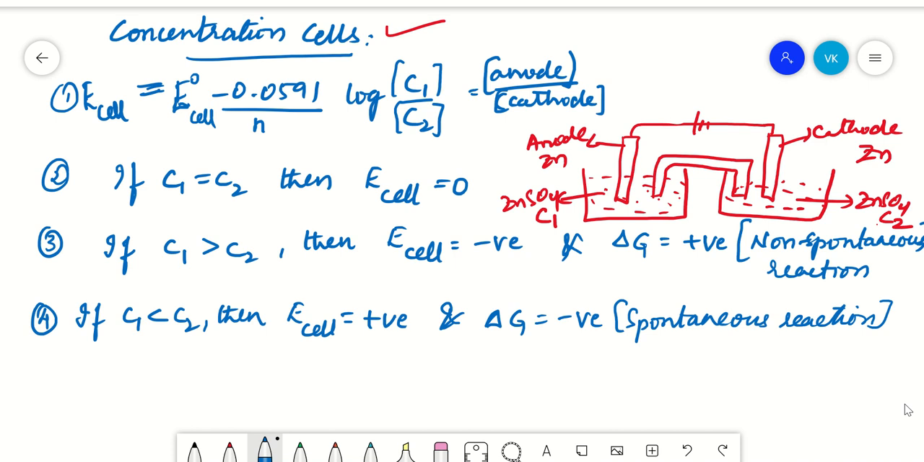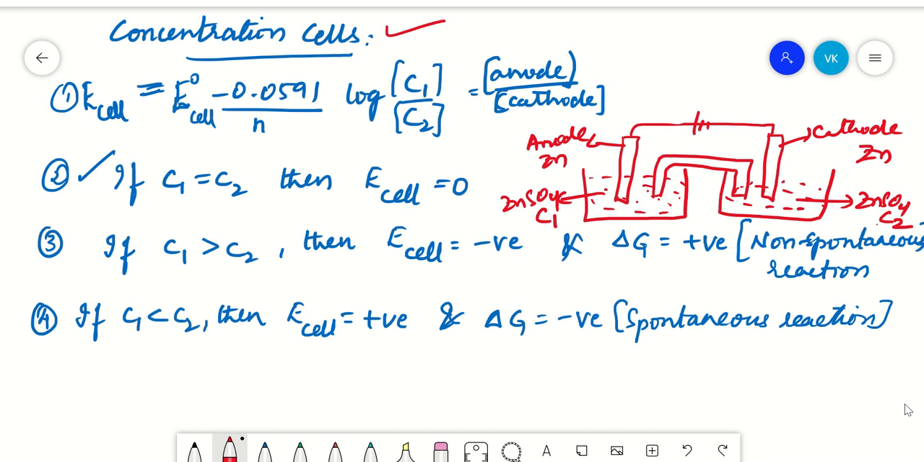But there are some conditions. What if C1 is equal to C2? Then it will be 1 by 1, which is 1 only. Log 1 will be equal to 0. So this complete term will be equal to 0, and E cell will be equal to E naught cell.